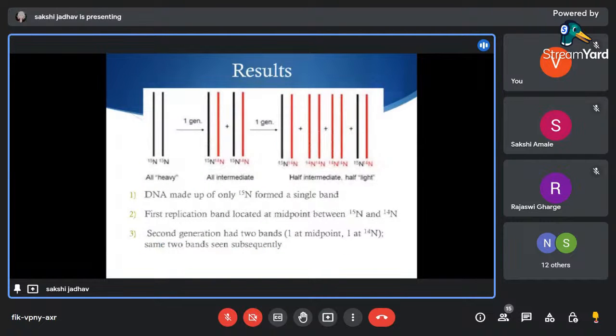So the result of the experiment: DNA made up of only 15N forms a single band. After the first replication, the band is located at the midpoint between 15N and 14N. The second generation had two bands, one at the midpoint and one at 14N. The same two bands appeared subsequently.